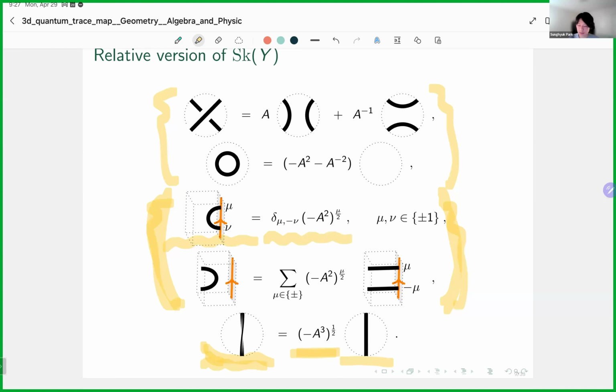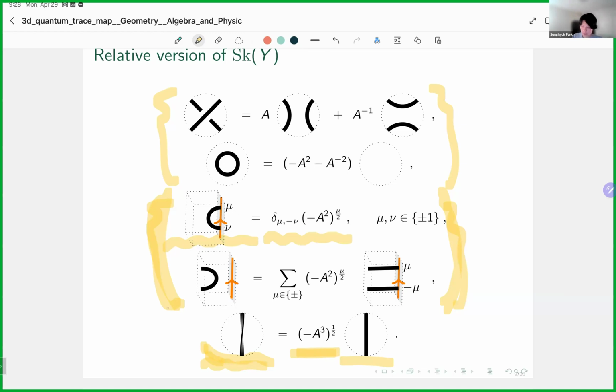So it's going to be 0 if mu and nu have the same sign. And when they have different signs, it's going to be minus a squared to the power either plus 1/2 or minus 1/2, determined by the sign of mu.